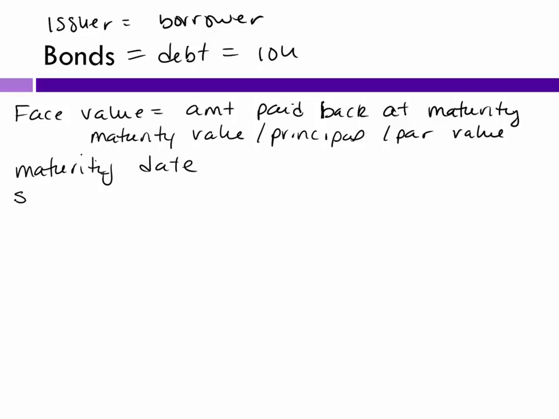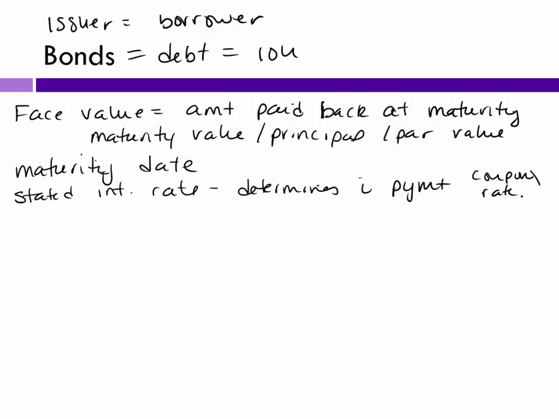The bond will also have a stated interest rate, and this determines what those payments are going to be. It determines the interest payments that I'll pay throughout the life of the bond. This is also called the coupon rate. You see that one a lot. So the coupon rate is the stated rate of interest.